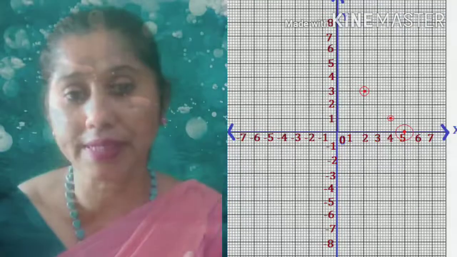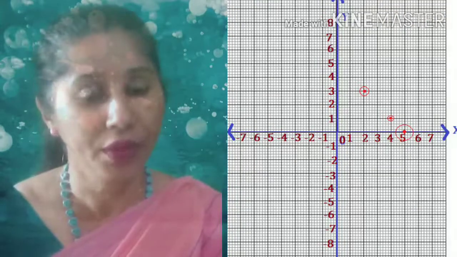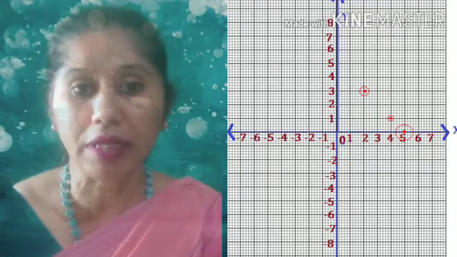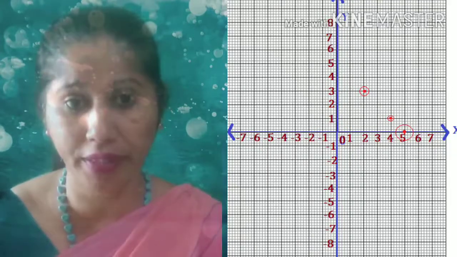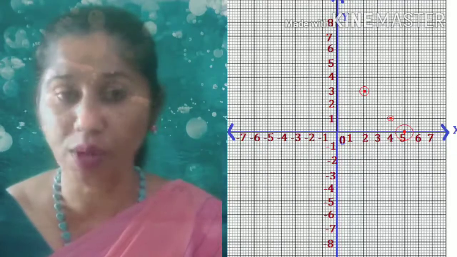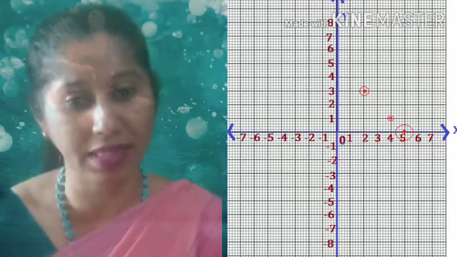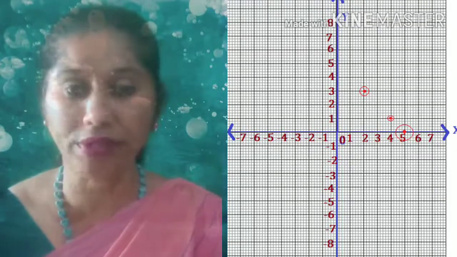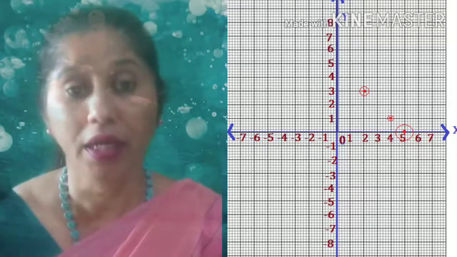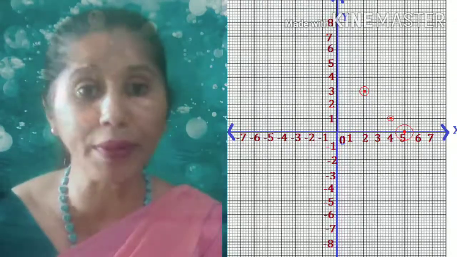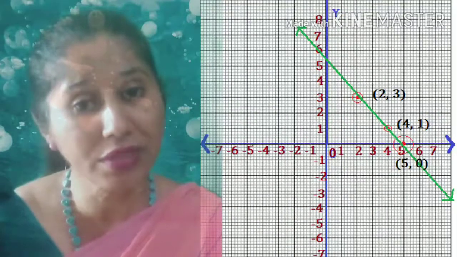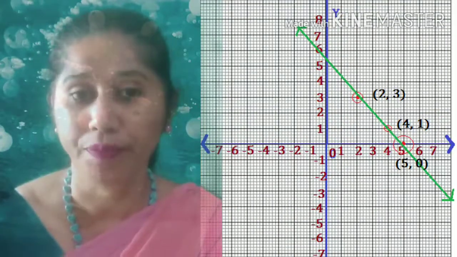Now here, look at this graph. What do you understand? You could see the 3 points are plotted. Look at the example: it is (2, 3), (4, 1) and (5, 0). So these 3 points are plotted on the graph, isn't it? And now, can I draw a line passing through all 3 points? Let's check it. Then you can see, yes, I could.